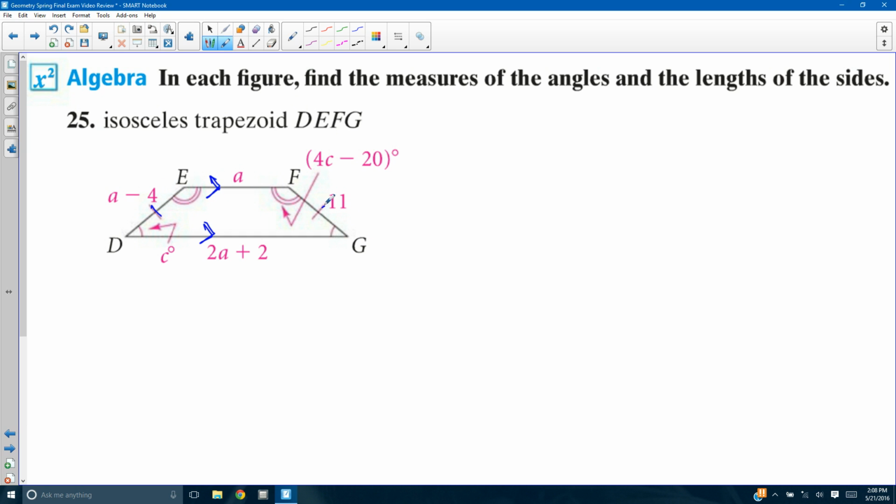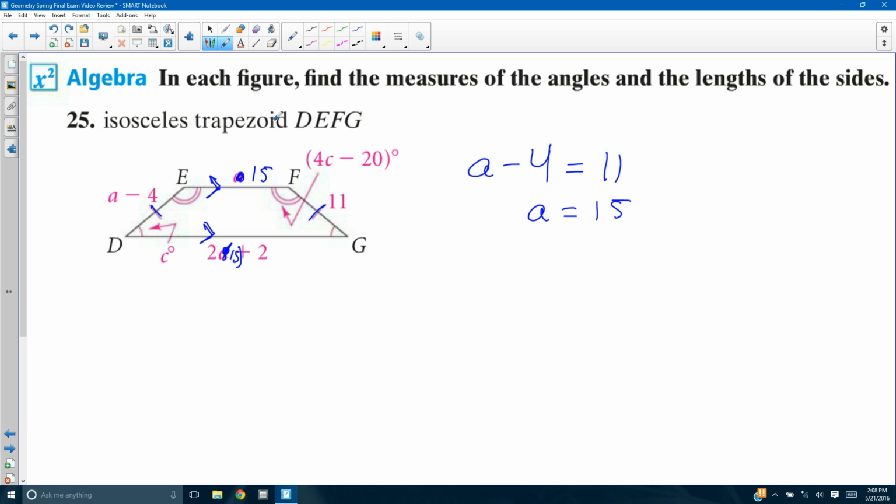There's the markup there. So just to start by solving for one of the variables here, if these two legs are congruent, then a minus 4 and 11 have the same length. Solve for a, you get 15. So if a equals 15, then we substitute 15 everywhere for a. 2 times 15.